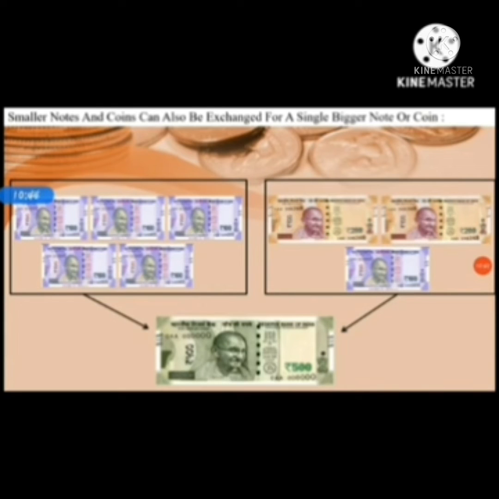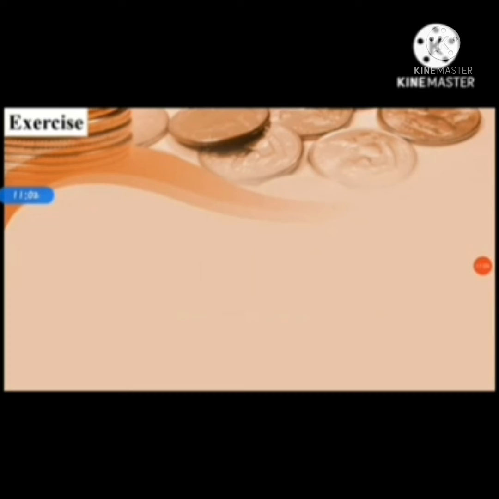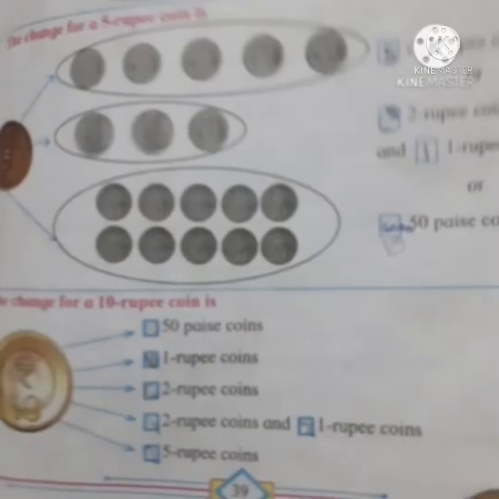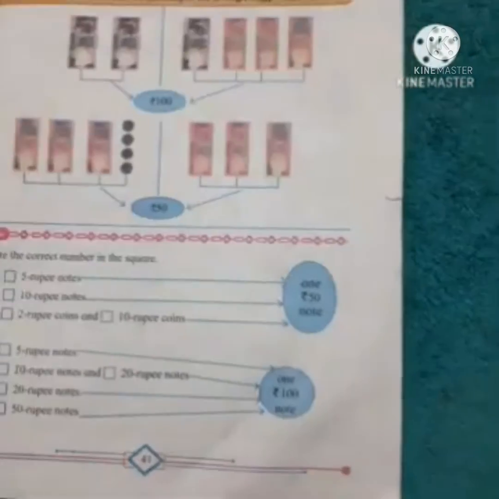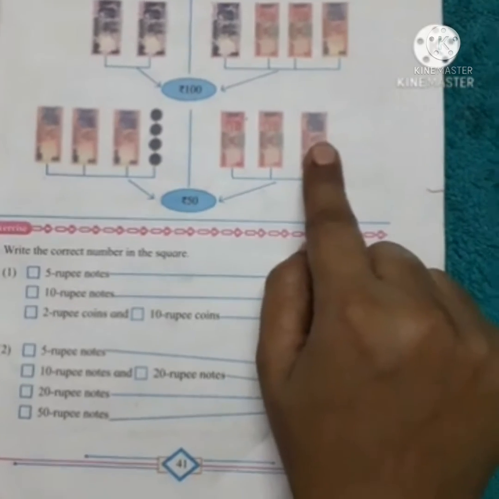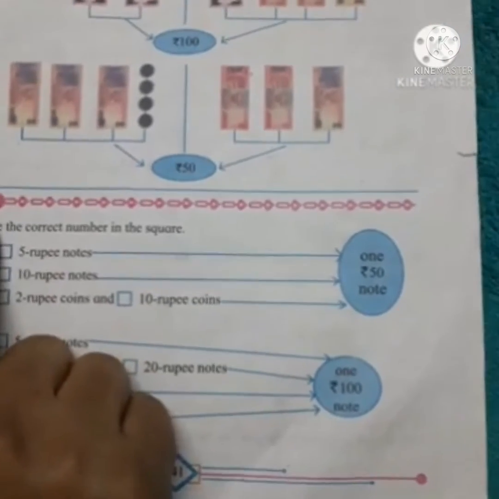Clear? You can also do this practically at home by exchanging these notes with your parents, so that you can understand very easily by exchanging smaller with bigger notes or bigger with smaller. Clear? Now the exercise will continue. After this, I have completed all your examples. Now from page number 39, 40, and half of 41, we will continue with our exercise part.